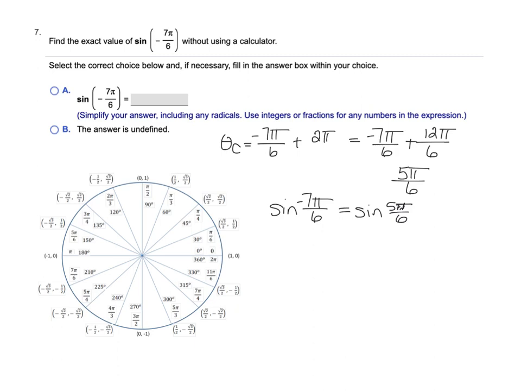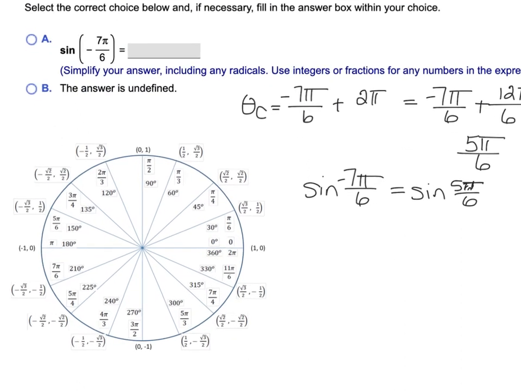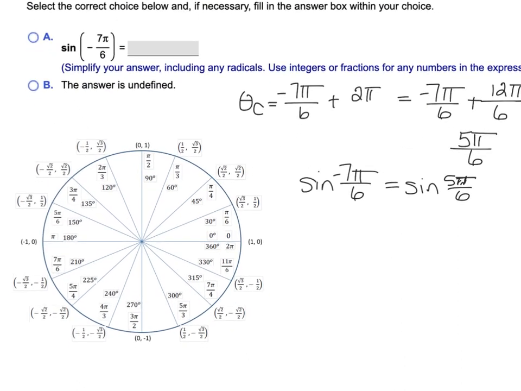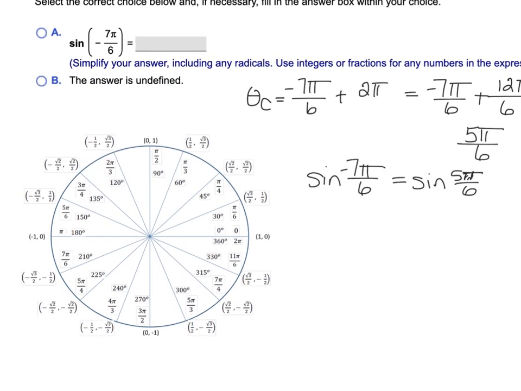Let's find it on our unit circle. I know it's really tiny. Let's see if I can zoom in. Yeah, I'll zoom in. Where is 5 pi over 6? Let's see. 5 pi right here. Remember, cosine is the first in that point. Sine is the second value. So what is it? It is 1/2. And that's our answer.